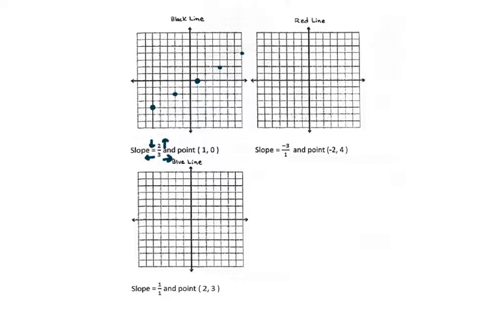And I'm going to connect those with a line. The next one starts at the point -2, 4. That's left 2, up 4. Red line's going to be orange here. And for this slope, we've got -3 over 1.